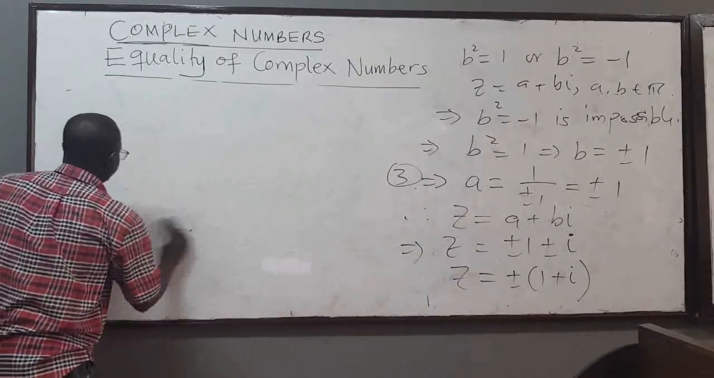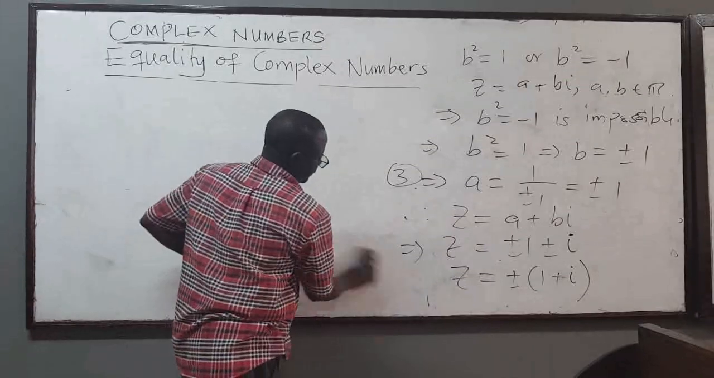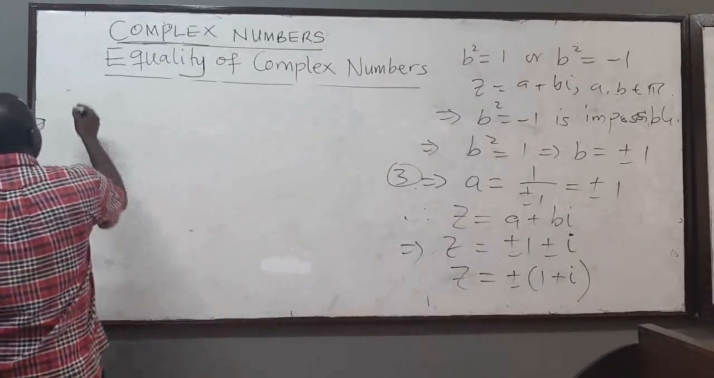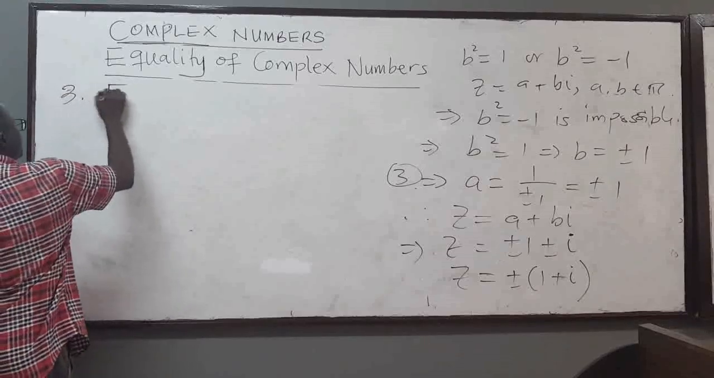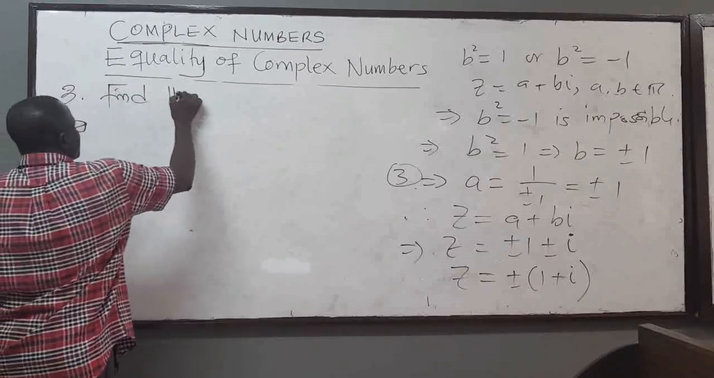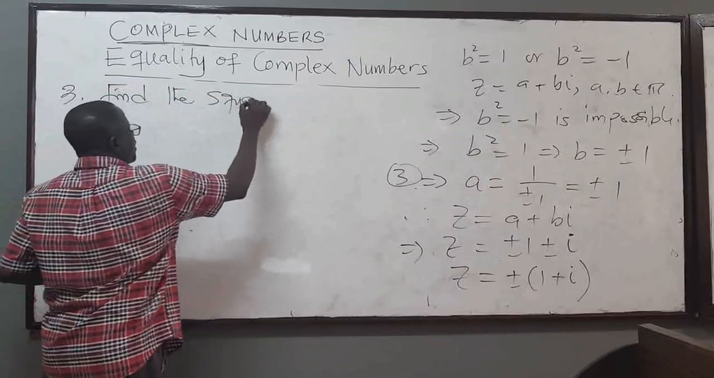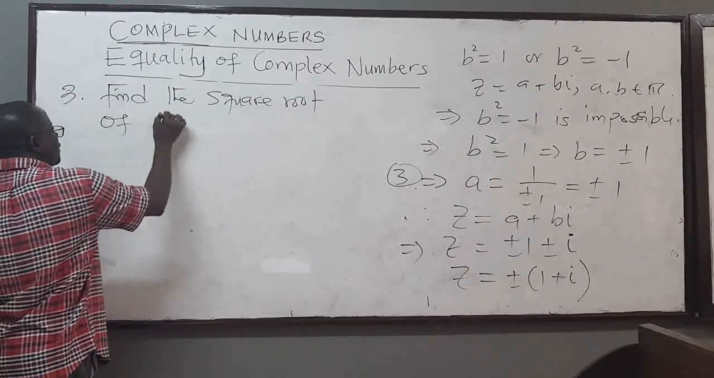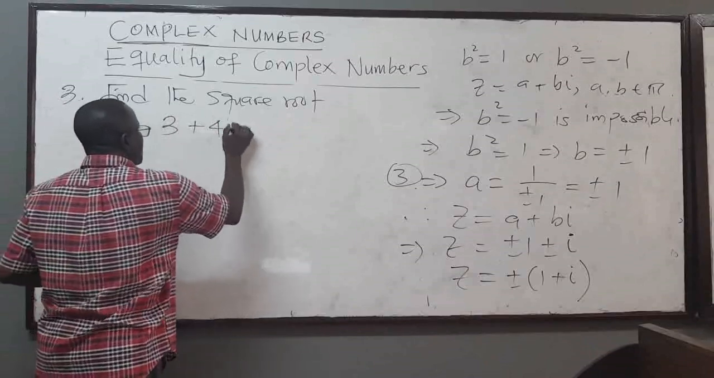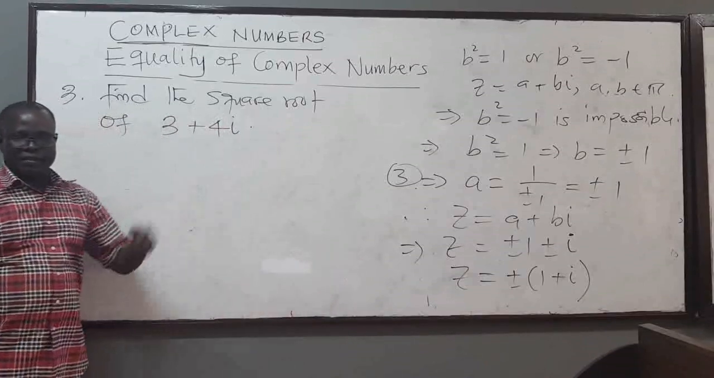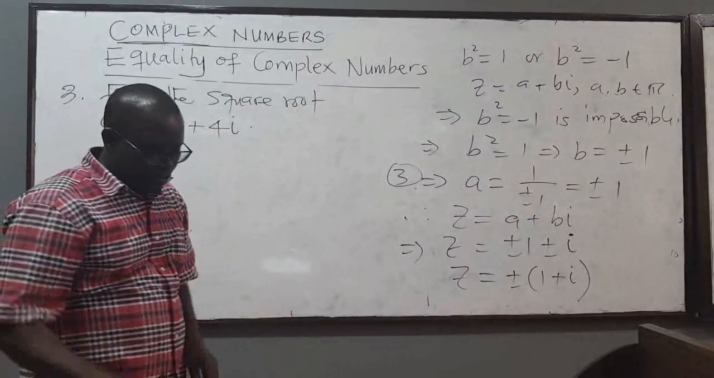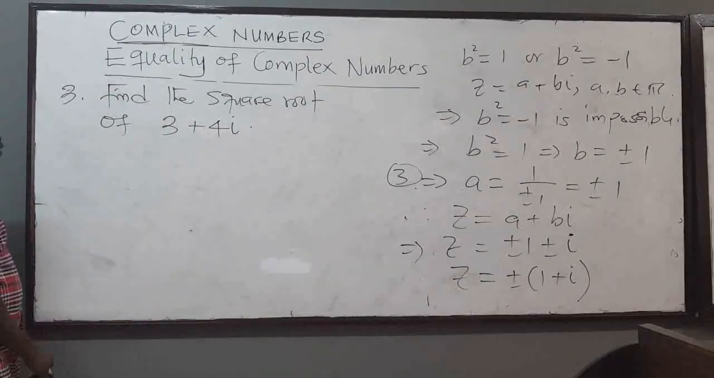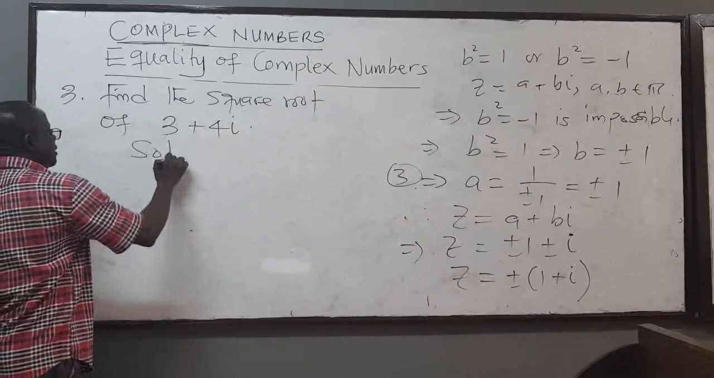So we have, let's do this. Example 3: find the square root of 3 plus 4i. You have this example in your notes as well. You want to find the square root of 3 plus 4i. So how do you do that?